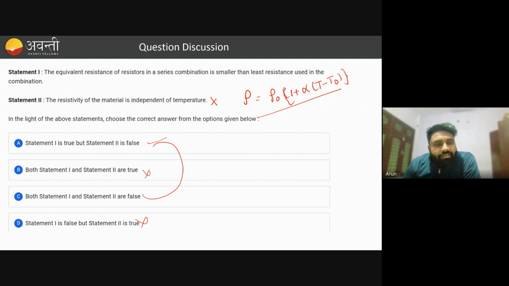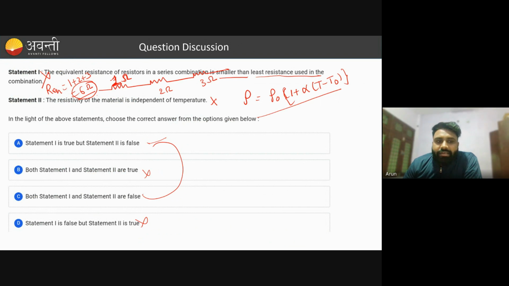Now in statement one, it is said that the equivalent resistance of resistors in series combination is smaller than the least resistance used in the combination. So we will take an example. Let's say we take three resistors, 1 ohm, 2 ohm and 3 ohm. So the R equivalent here is 1 plus 2 plus 3, which becomes 6 ohm. According to the statement, this 6 ohm should be less than this 1 ohm, because this is the least resistance we have used. So this is incorrect, and this statement is also incorrect. It means statement 1 and statement 2 both are false. So option C is the correct option.